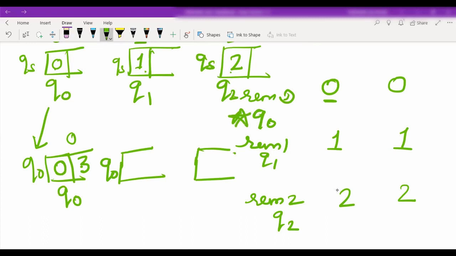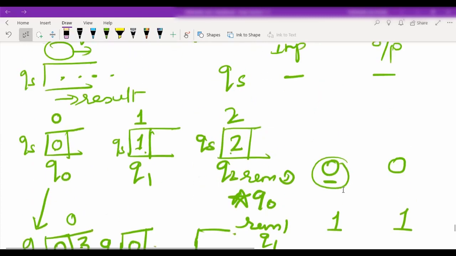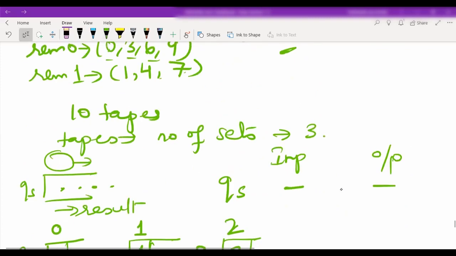Okay, now Q0 represents previously number 3. Now we will consider the next element from the remainder 1 set. We have already considered 1, so I am taking number 4. If you want, you can consider number 1 also, but that we had already taken. I can take this. So that is your homework. You can consider number 1 again.